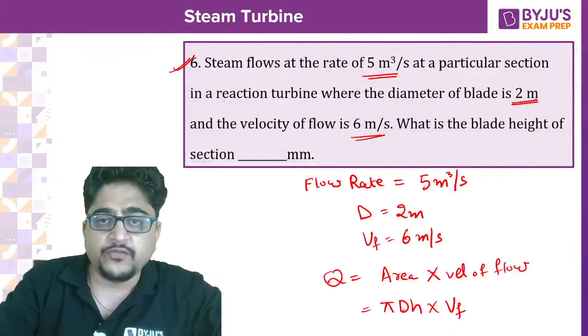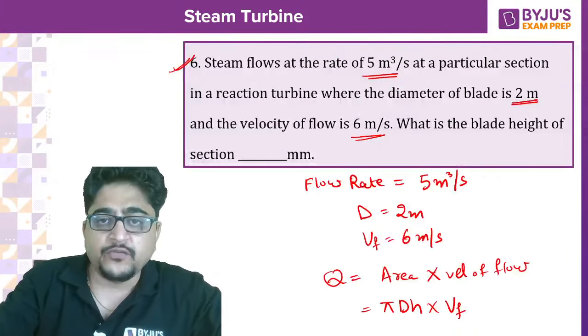You should know this. The next question is also the same as this one. So solve this question. These types of questions can be asked in the GATE examination because these are simple formula based questions. Now this is a reaction turbine, but the formula for flow rate is going to be the same.